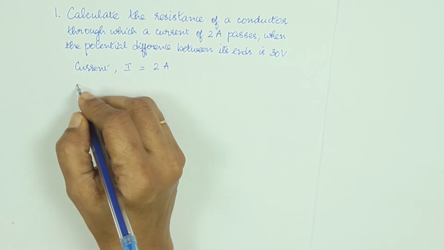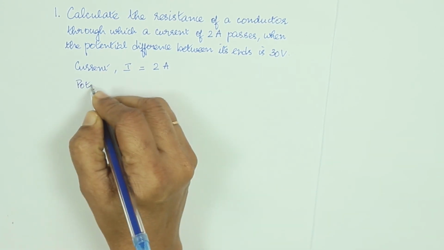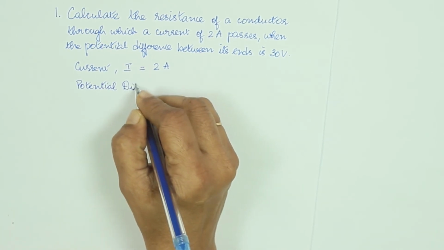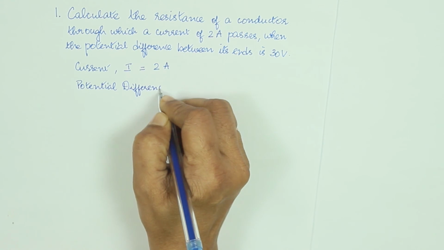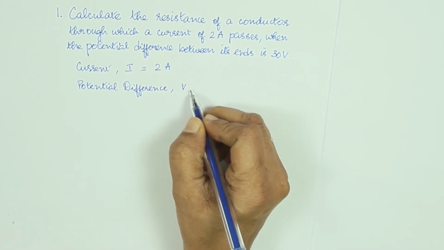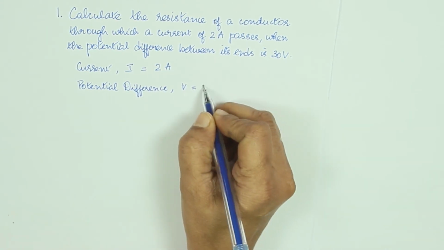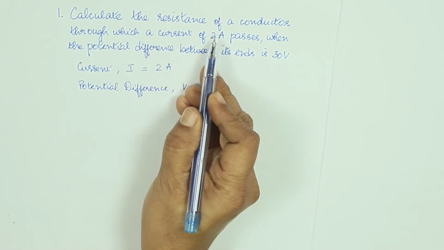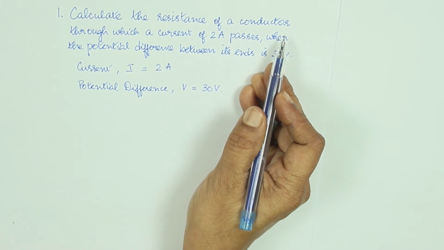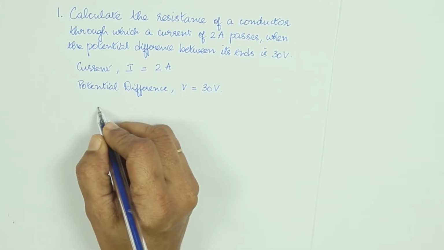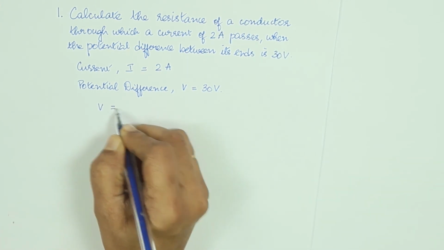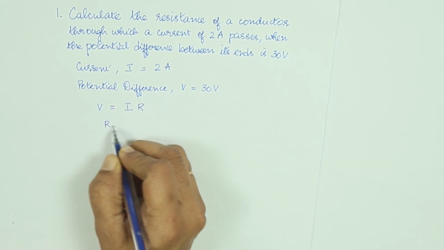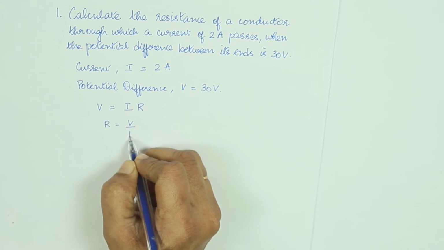அப்போ potential difference is given by the symbol V, which is equal to 30 volt. And what is asked? Calculate the resistance of the conductor. அப்போ என்ன கேட்குறாங்க? R கேட்குறாங்க. From Ohm's law, we know V is equal to IR. இதிலிருந்து R is equal to V by I.